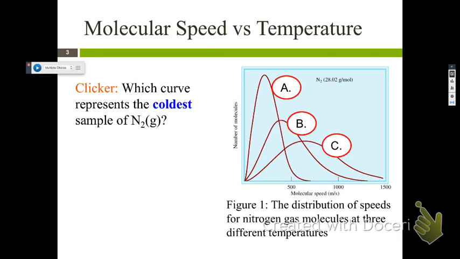So we ended just before this last class. We're talking about now a sample of nitrogen gas. So there are all these N2 molecules. We have them at 3 different temperatures, and we've graphed molecular speed against the number of particles for each one of those three different scenarios at different temperatures. You have this also on your page, and that's question number 2. Go ahead and talk to your neighbor and try to figure out which one of these represents the coldest of those three samples.